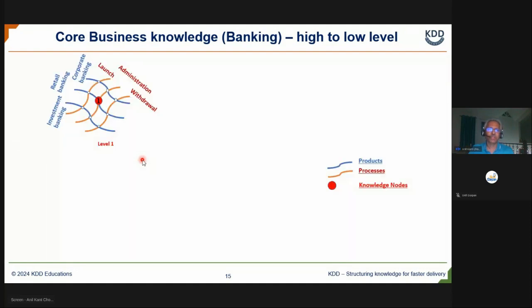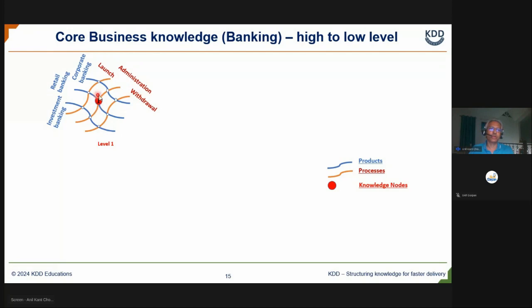Again, from banking. So for example, if you look at any banking industry, there are three key products: corporate banking, retail banking, and investment banking. That's the top level products, right? Some bank can have more than one of these products, right? Retail banking and investment banking, both could be there, or retail banking, corporate banking, both could be there. But some can be just a retail banking. That's also possible, right? So this is your level 1 structure of this core business knowledge. And three core processes are launch, administration, and withdrawal. Now this is level 1.